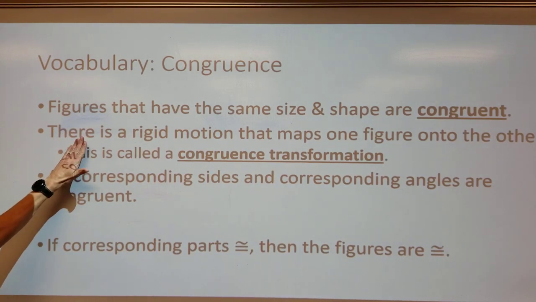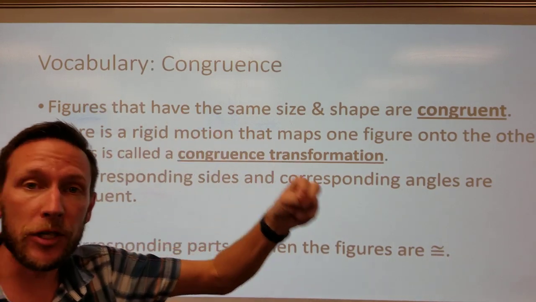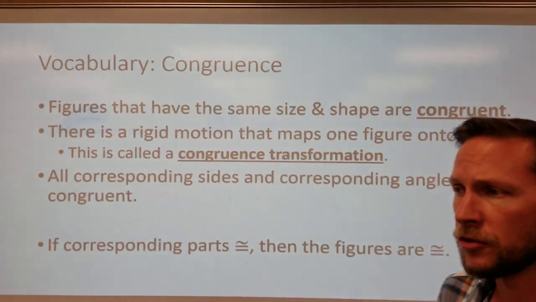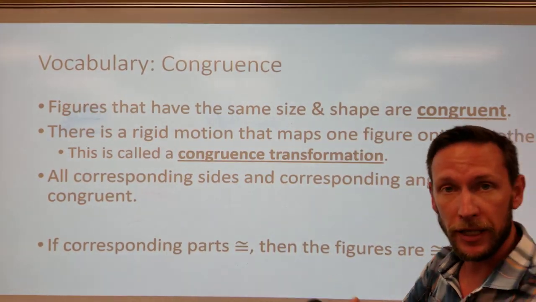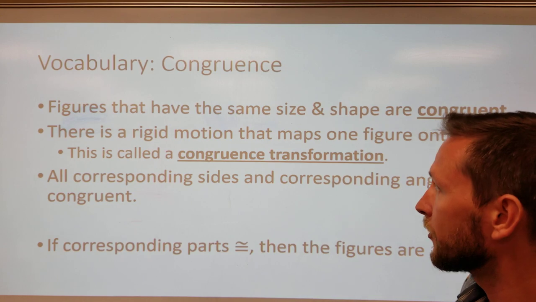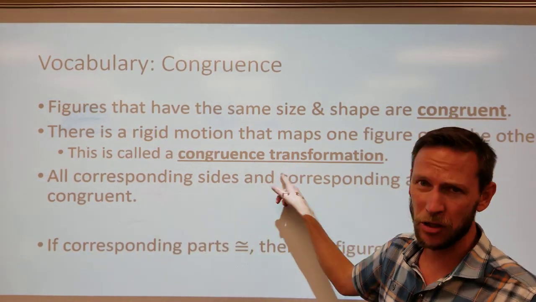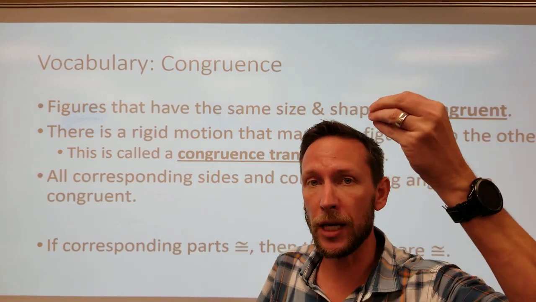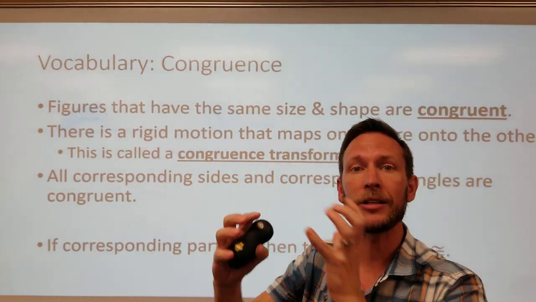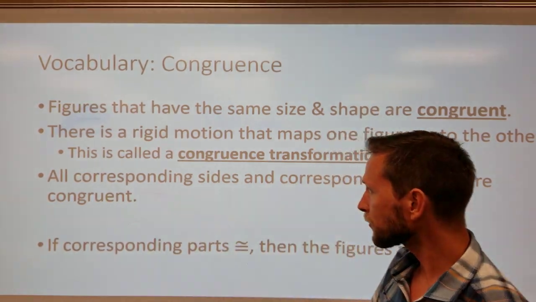If a pair of figures are congruent, that means that there is a rigid motion or a composition of rigid motions that will move one onto the other, showing that all of the angles are congruent, all of the corresponding sides are congruent. This is called a congruence transformation. We will not spend a ton of time with that, but sometimes it's helpful for you to visualize that there is a rigid motion, there is a congruence transformation that maps one figure onto the other.